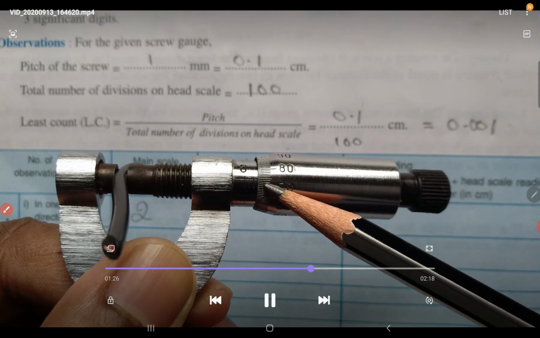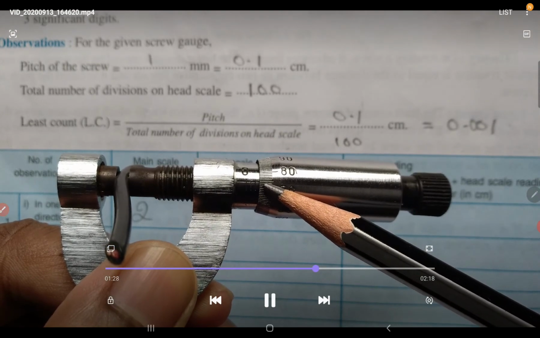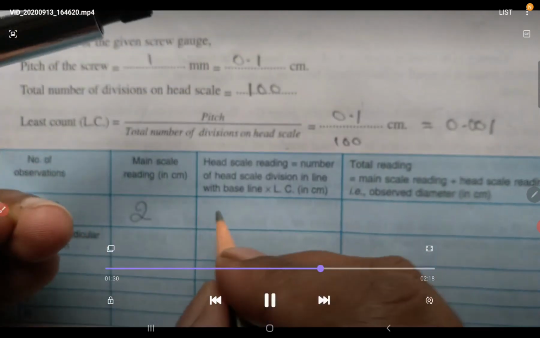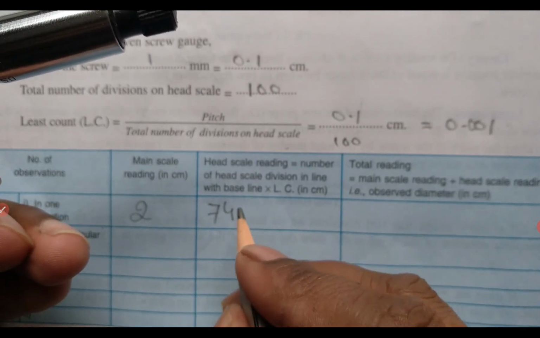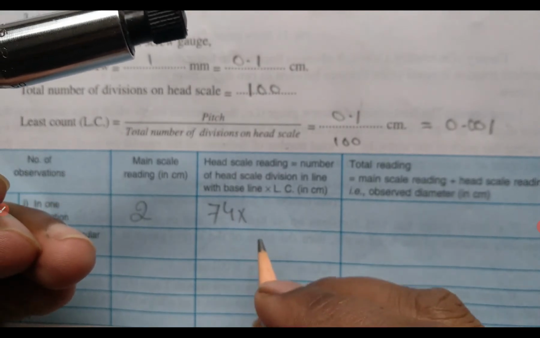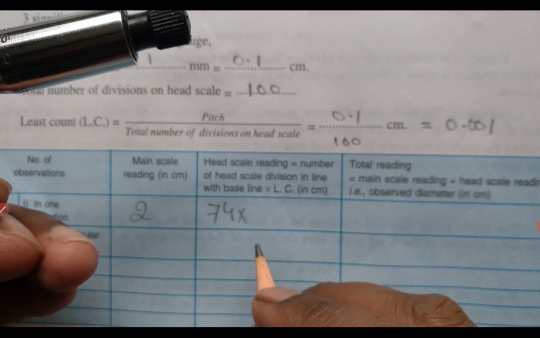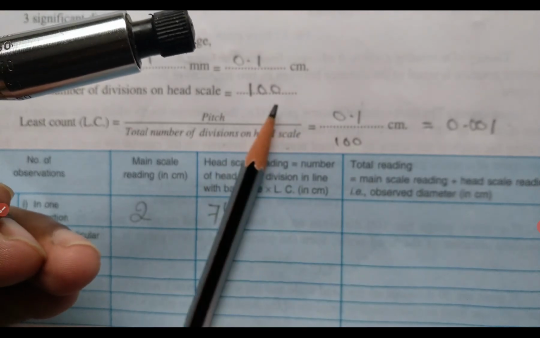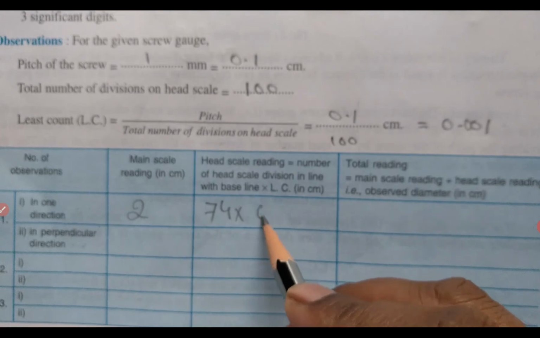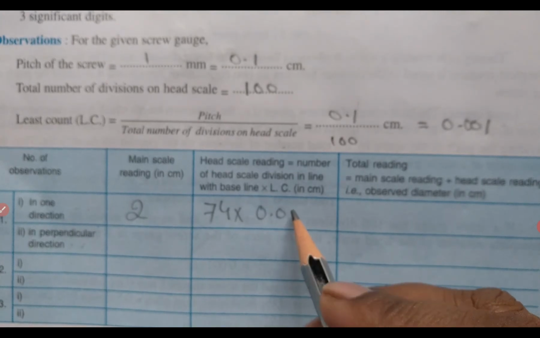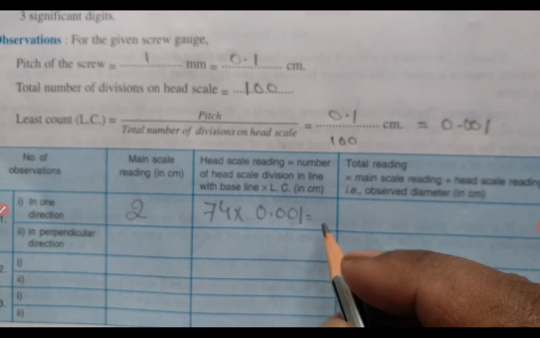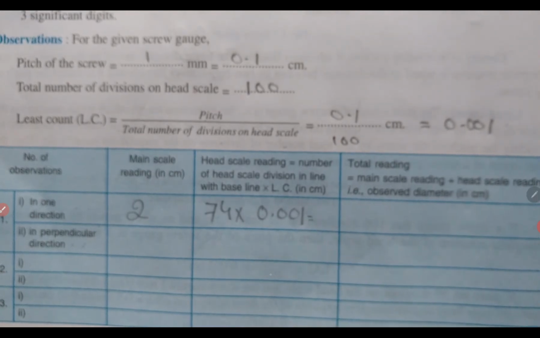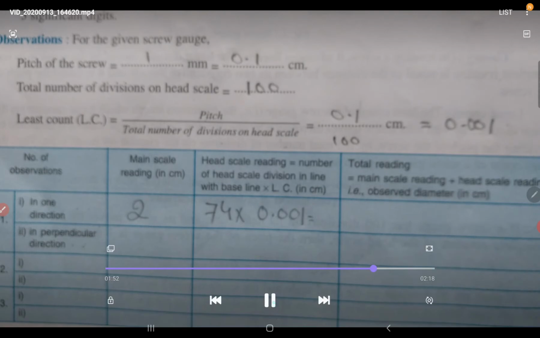So I hope you are understanding how it is done, okay. So I shall write 74, right, multiplied by the least count, which is 0.001 centimeter, right. Okay, I hope you have understood till here. So I shall show you the calculations now.